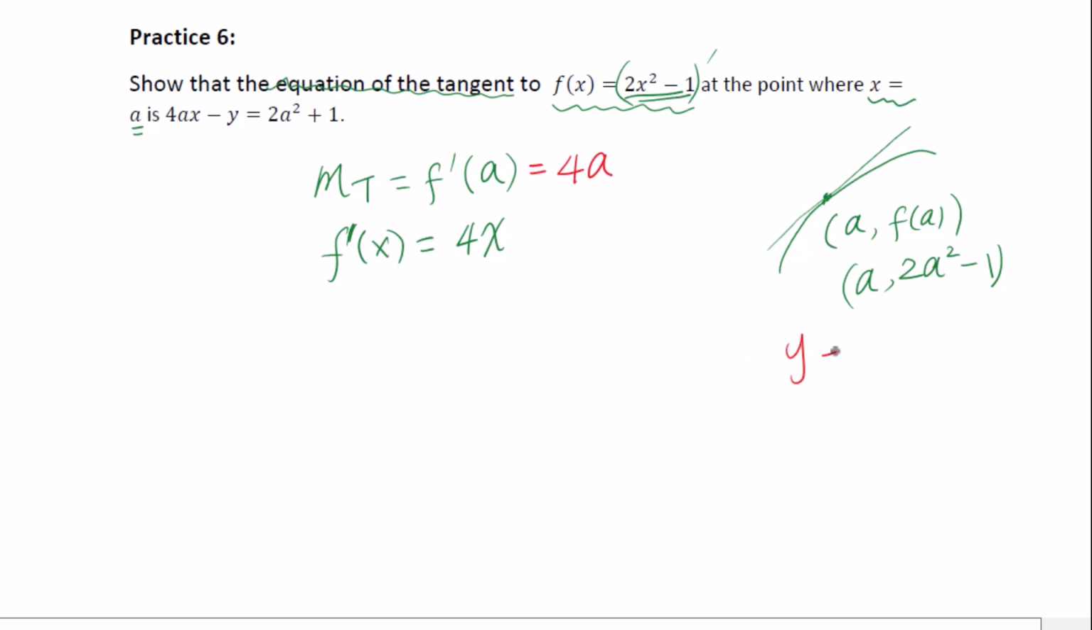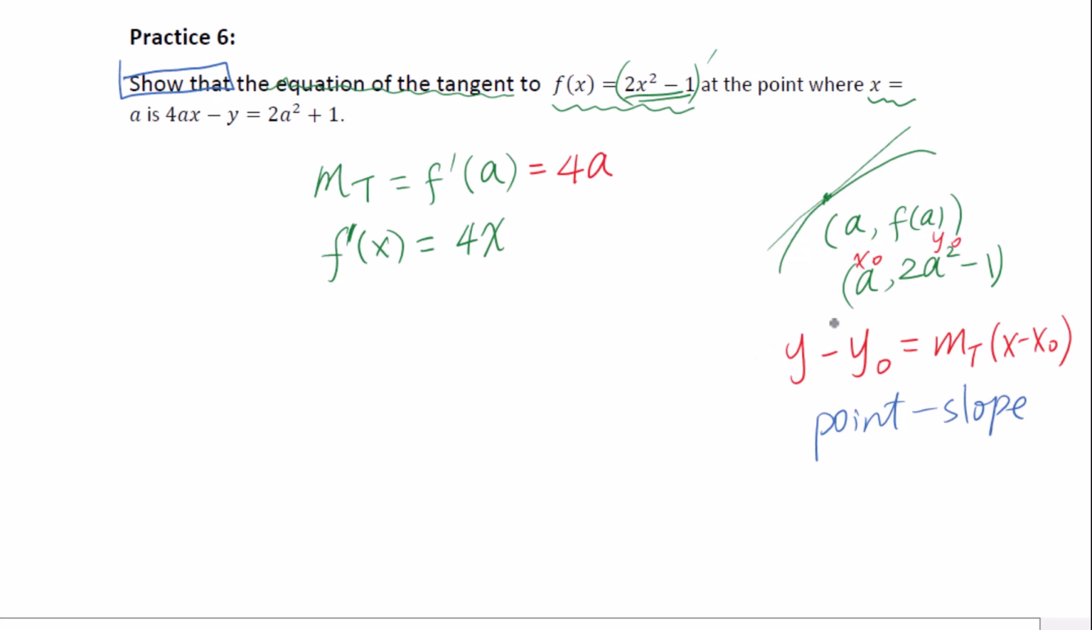Using y minus y0 equals slope times x minus x0 to figure out the equation of a tangent line. This is x0, y0. We call this the point slope form of a linear function. So we will write y minus y0, it's 2a squared minus 1. Don't forget this parentheses. Then equals, slope is 4a, then x minus x0 is a.